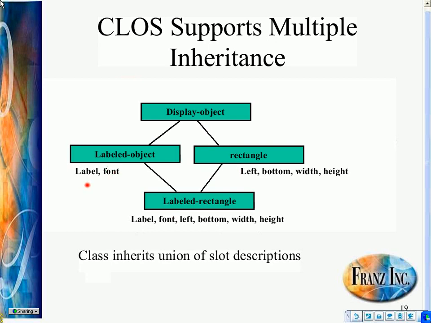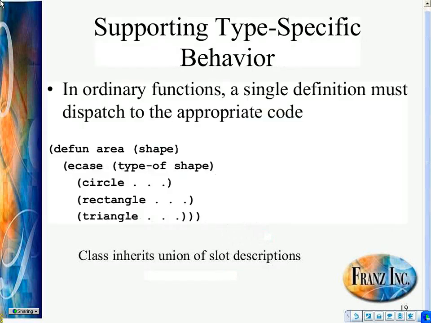Now, the labeled object has slots label and font. Rectangle has slots left, bottom, width, and height. Labeled rectangle gets all 6 of these slots. The class inherits a union of the slot descriptions.